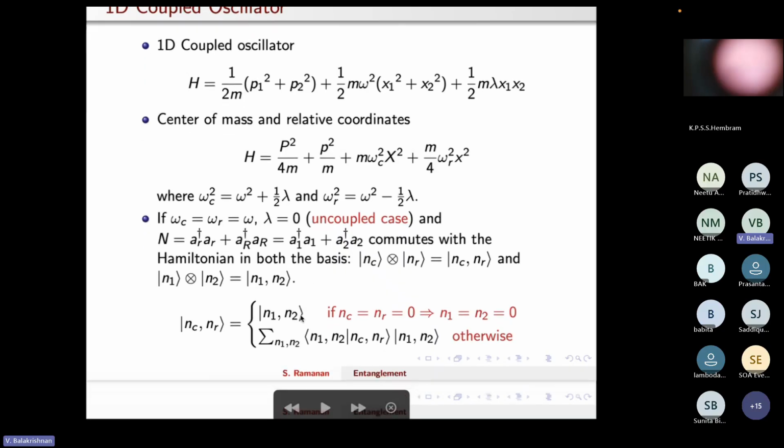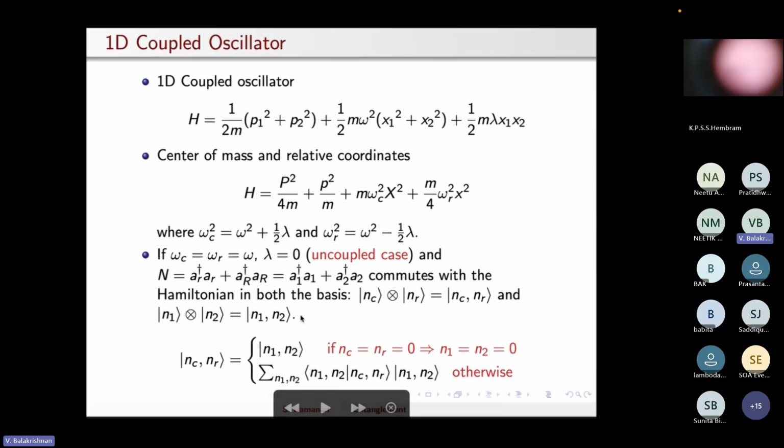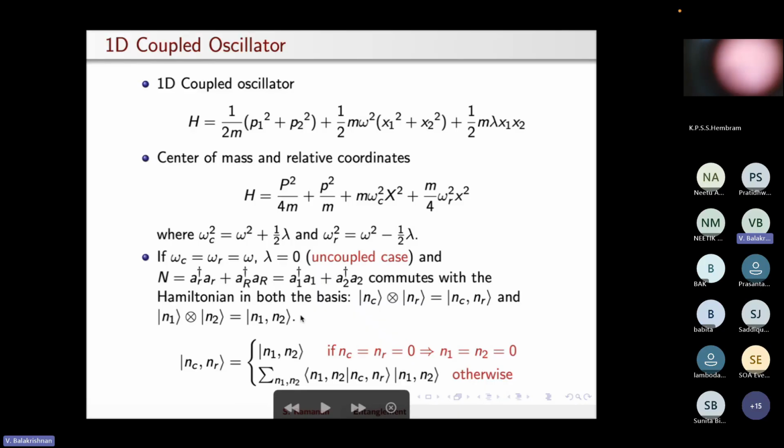Now, what I want to do is the simple exercise of writing out the coupled basis in terms of the single particle basis. This is what you did with the spins. If I choose a particular value of NC and NR, then it's conceivable that this can be written as a linear combination of the uncoupled bases N1 and N2. However, if I choose NC equal NR equal 0, then there is only one unique choice for N1 and N2, which is N1 equals N2 equals 0, because total N is conserved. And as a result, you get a separable state in both the bases.